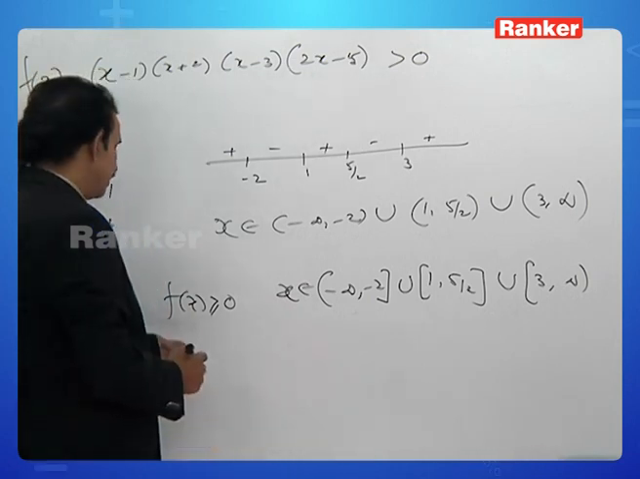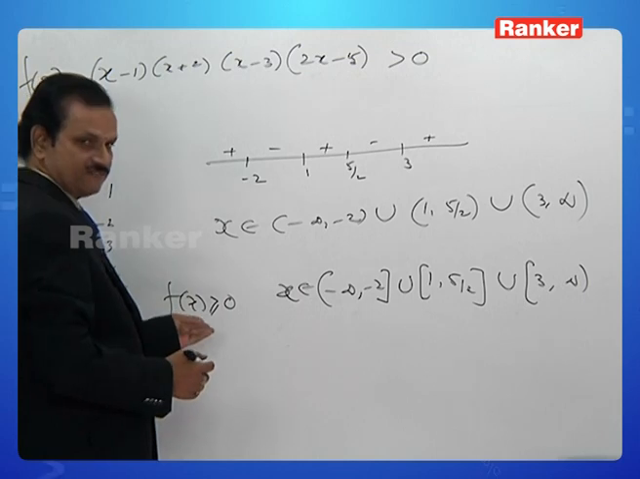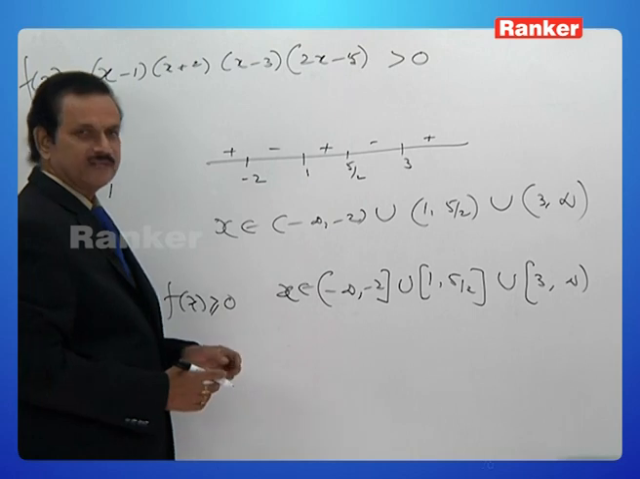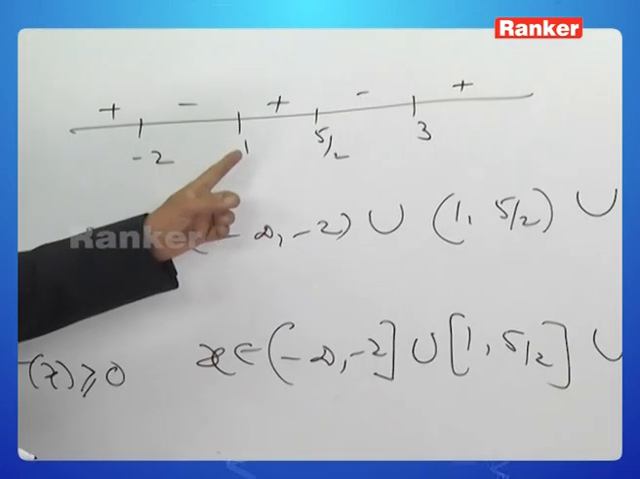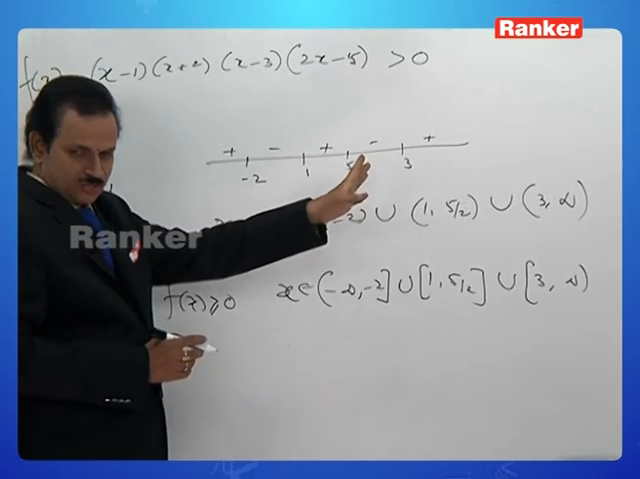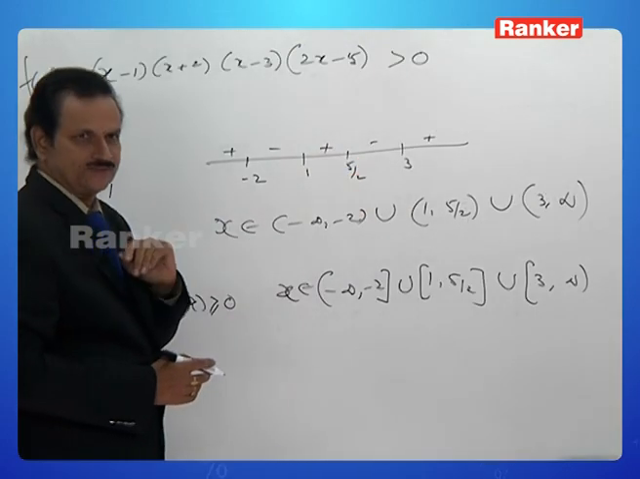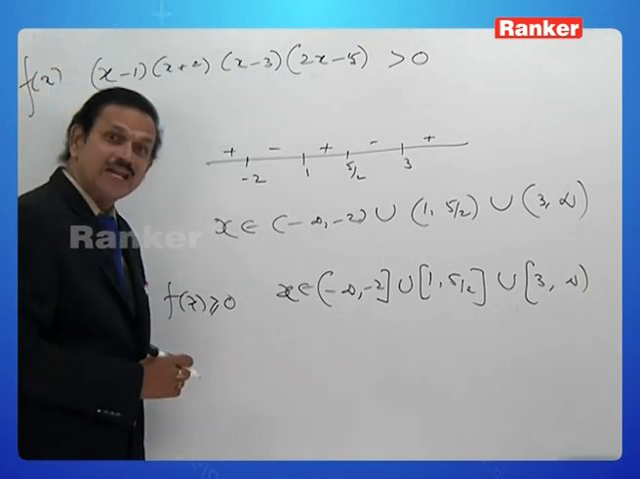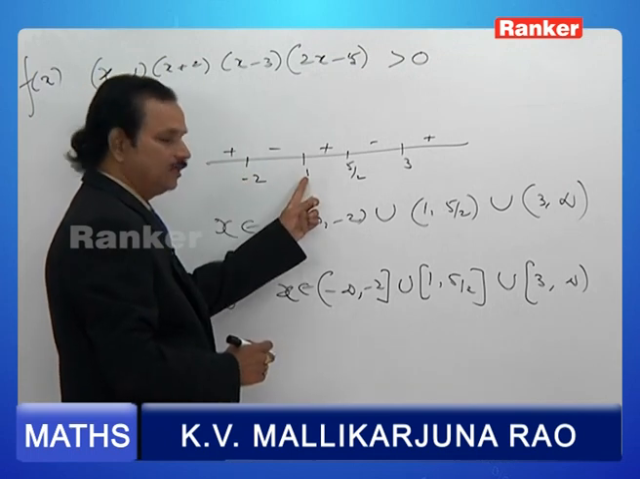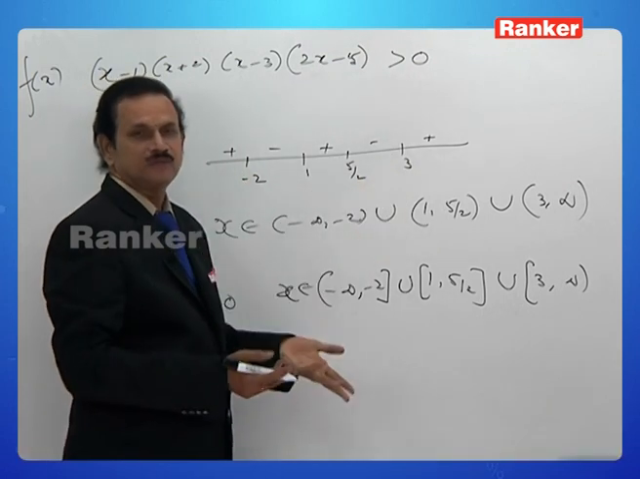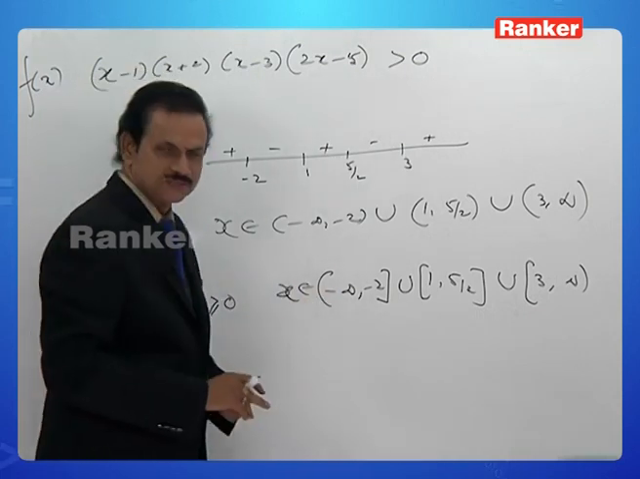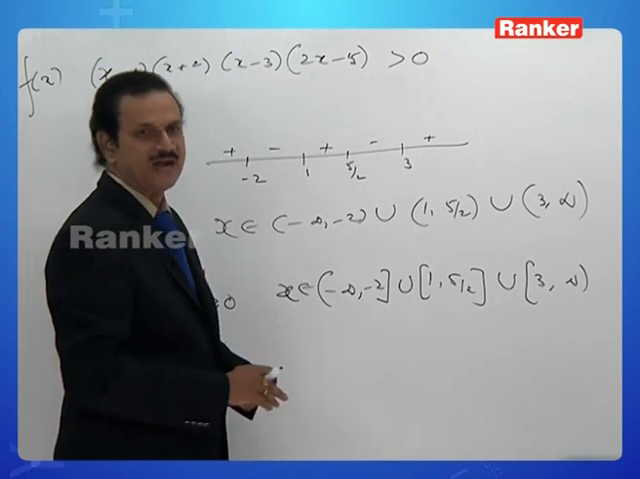Can we say the answer for f of x less than 0? Why not? It is a union of two intervals. What are they? Open interval minus 2 to 1, union 5 by 2 to 3 is the solution for f of x less than 0. If you want f of x less than or equal to 0, then what is the answer? Closed interval minus 2 to 1, union closed interval 5 by 2 to 3. Accordingly, you will be in a position to solve such inequalities without hesitation and on the spot itself.